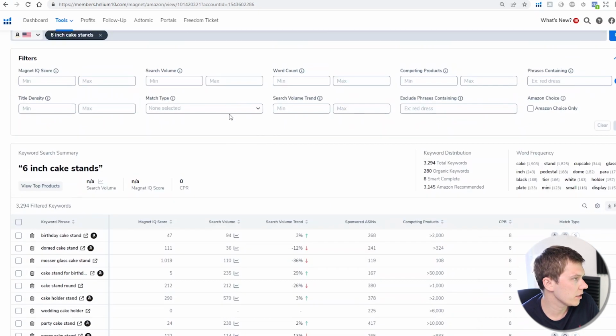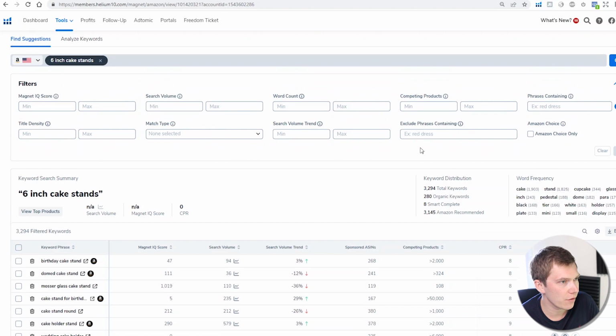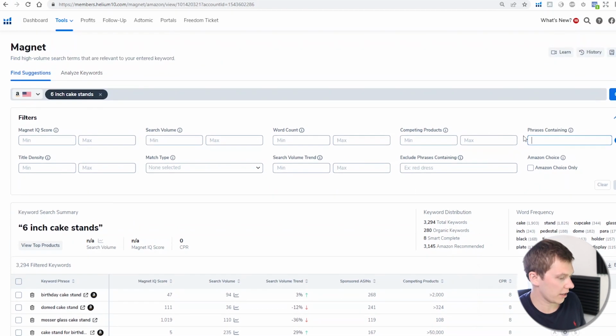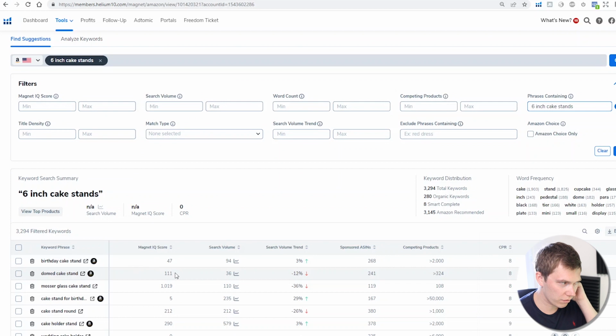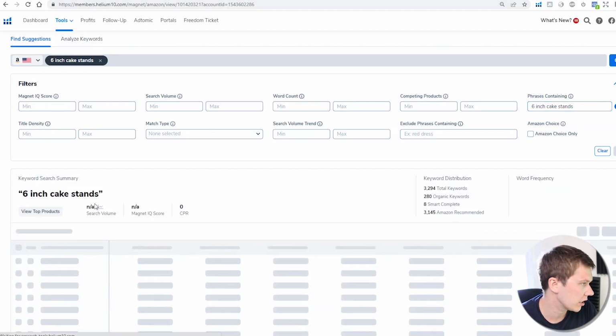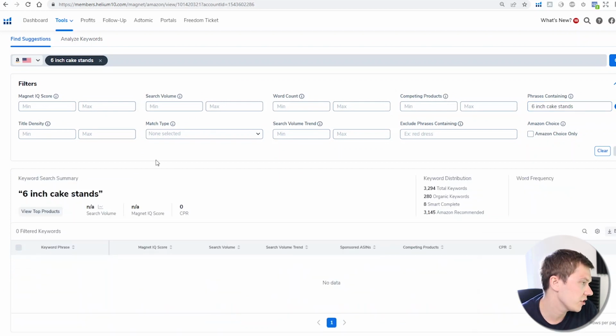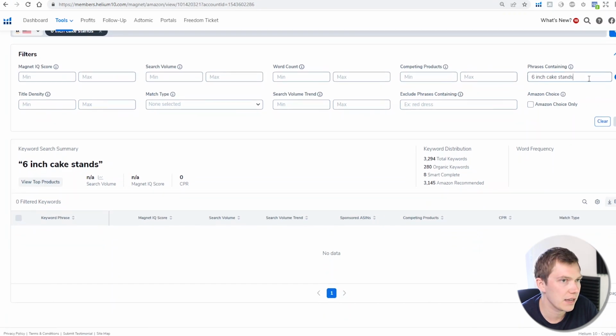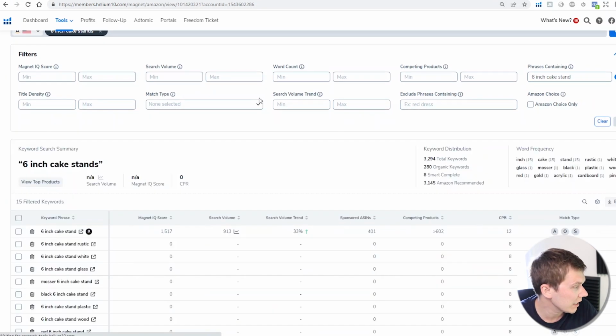And then once they've loaded, we're going to actually force Helium 10 to show us 6-inch cake stands by just typing in here phrases containing cake stands, because a lot of the results won't actually include that. It will just include some of the words. 6-inch cake stands, can we actually see if there's anything? There might not. Helium 10 might not have the data, unfortunately.